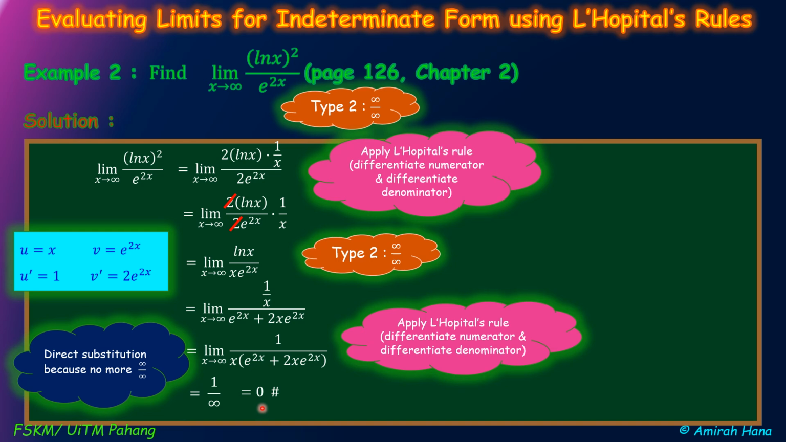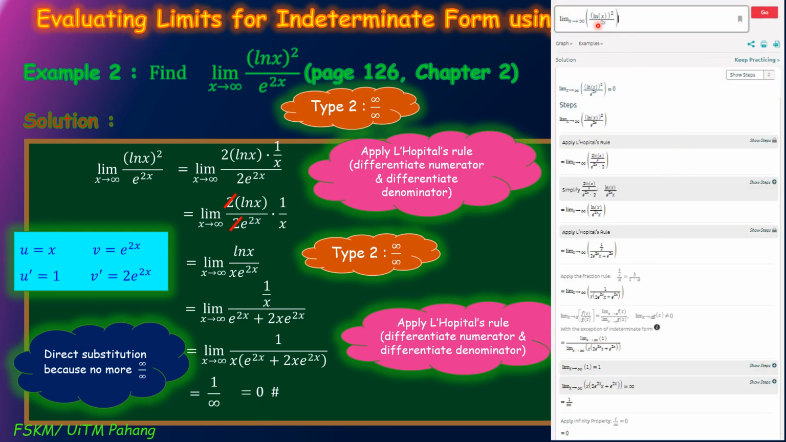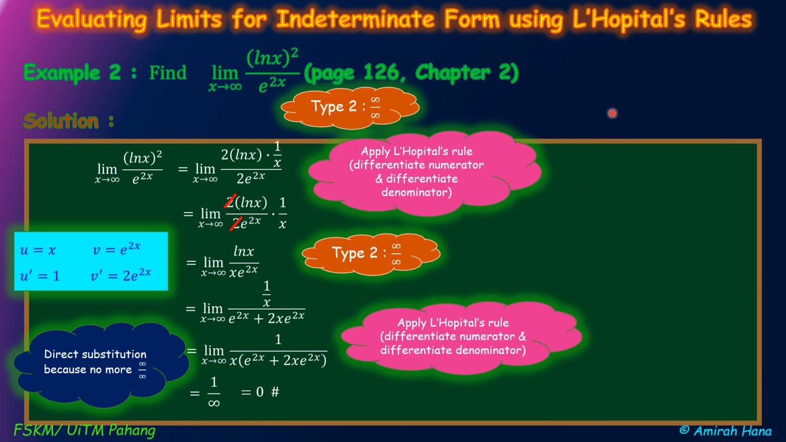You can check your answer using Symbolab. You use the syntax exactly as the given question: limit, x to infinity, and then ln in bracket x bracket squared over e to the power of 2x. Then we just press go or press enter, and the answer will appear like this. This is the final answer 0, and these are the steps. The final answer is 0.